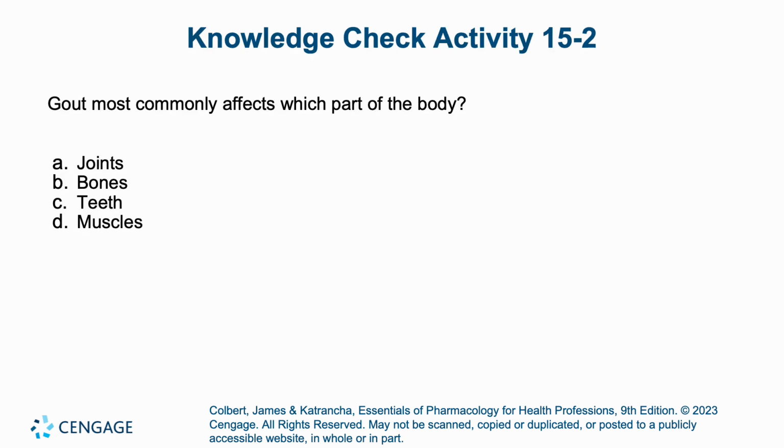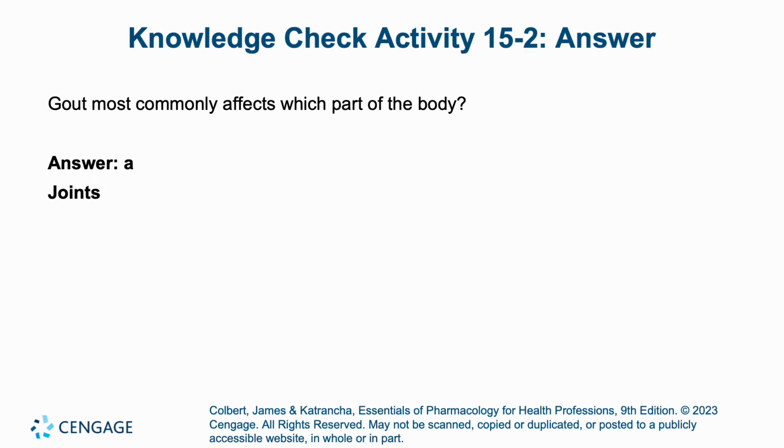Knowledge check. Gout most commonly affects which part of the body? A, joints, B, bones, C, teeth, D, muscles. And the answer is A, joints.